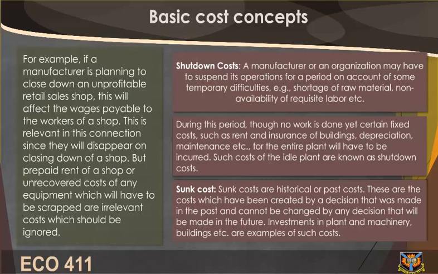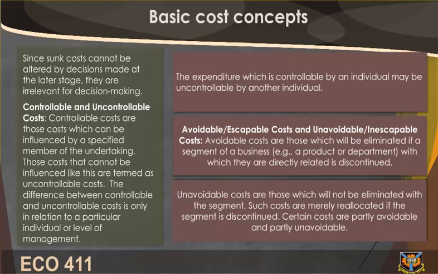Sunk costs. Sunk costs are historical or past costs. These are the costs which have been created by a decision that was made in the past and cannot be changed by any decision that will be made in the future. Investments in plant and machinery, buildings, and so on are examples of such costs. Since such costs cannot be altered by a decision made at a later stage, they are irrelevant for decision making.